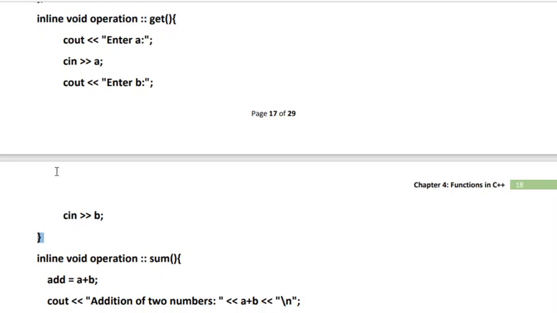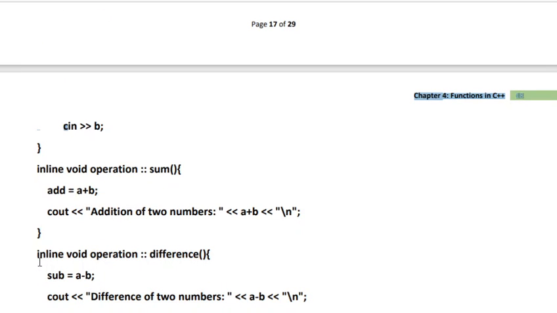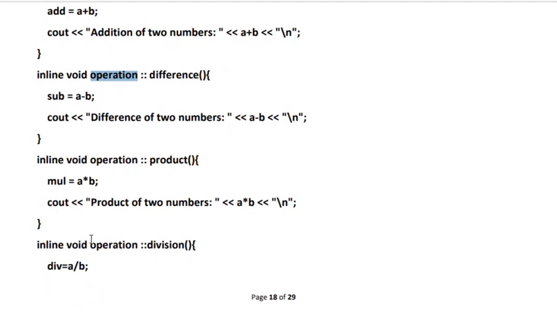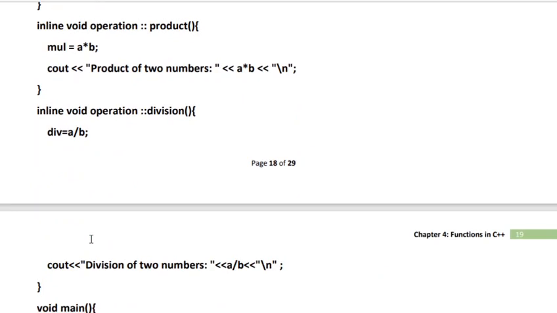So the get function reads the value of a and b from the input stream, right? Then we have a sum being defined as an inline function where it adds up the values and displays the sum here, right? So again here, operation difference. Difference is a function again that's defined as inline, belonging to class operation. So it finds the difference of two variables and it displays the result. So likewise product, it displays the result, and division, it displays the result.